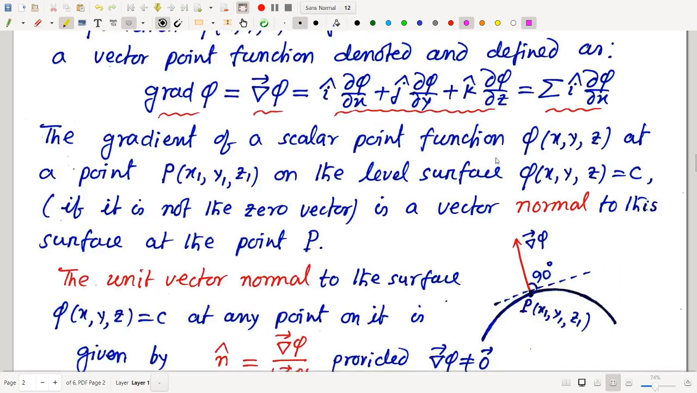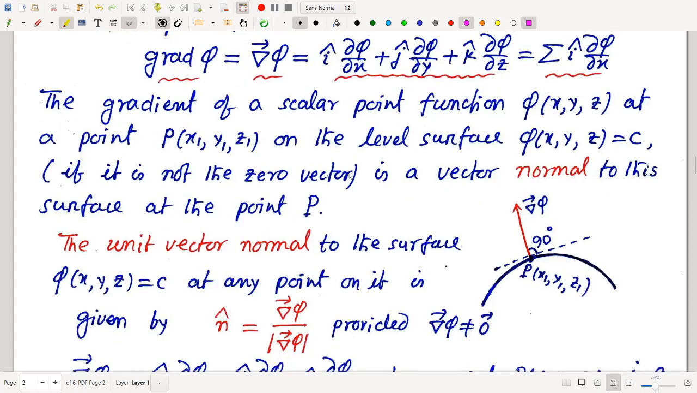The gradient of a scalar point function φ(x, y, z) at a point P(x1, y1, z1) on the level surface φ(x, y, z) = c. Consider the scalar point function φ(x, y, z), then φ(x, y, z) = c is a level surface for a particular value of c, and if (x1, y1, z1) is a point on this level surface, then the gradient at this point is a vector normal to this surface at the point P. Of course, if gradient is not the zero vector.